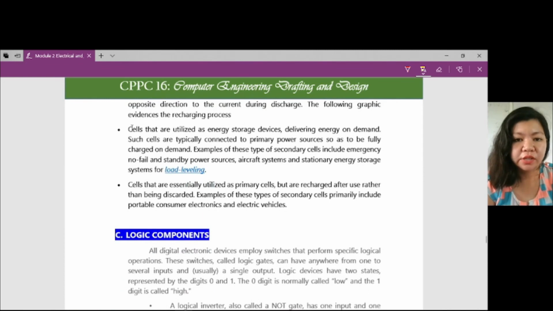We also have cells that are utilized as energy store devices. It delivers energy on demand. So typically, it's connected to primary power sources so as to be fully charged on demand. So examples of this type of secondary cells include emergency, no-fail, and standby power sources.